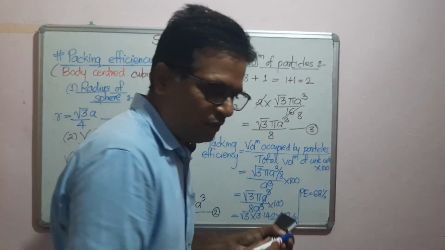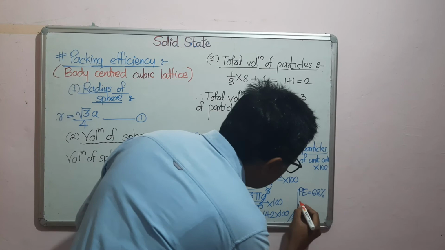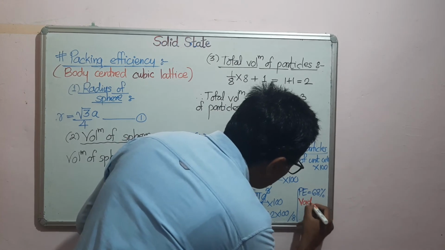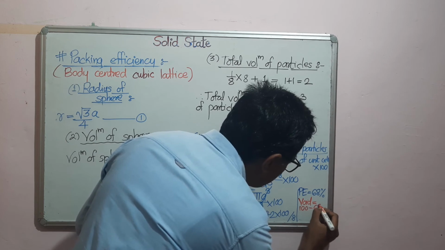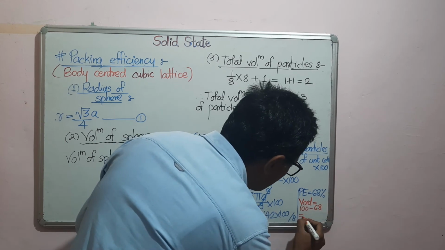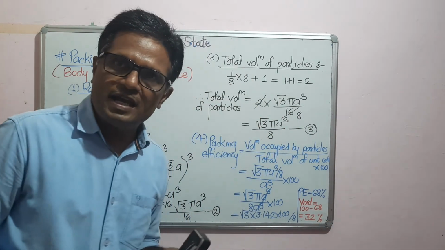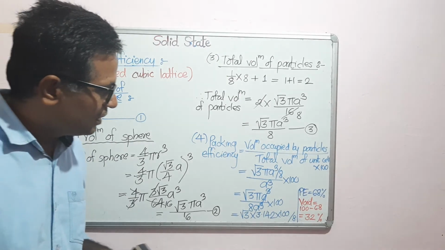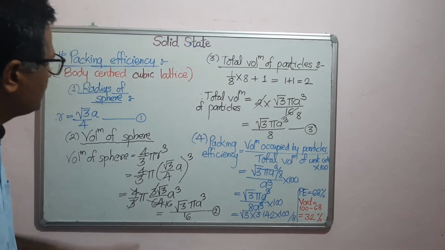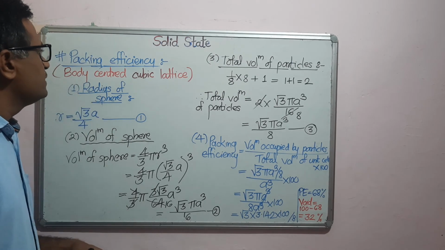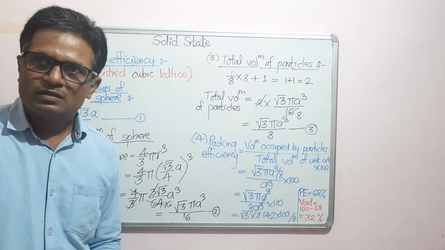Now about the calculation of voids. So here, how to find how much is the void, means empty space. So how to find out the void calculation? So total space is 100 minus 68. So this comes out to be 32%. So percentage of void, that is the empty space, that is found to be 32%. So this is what about the packing efficiency in case of body centered cubic lattices. So this is what about the calculation.